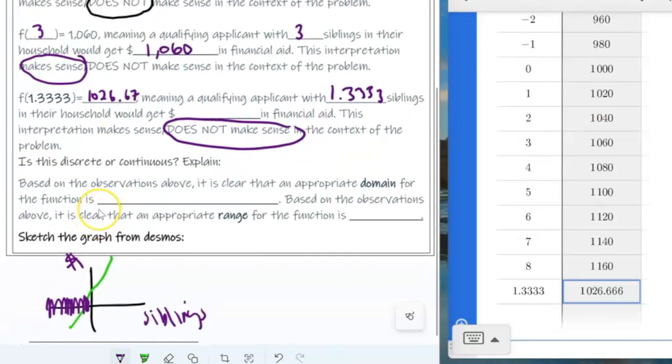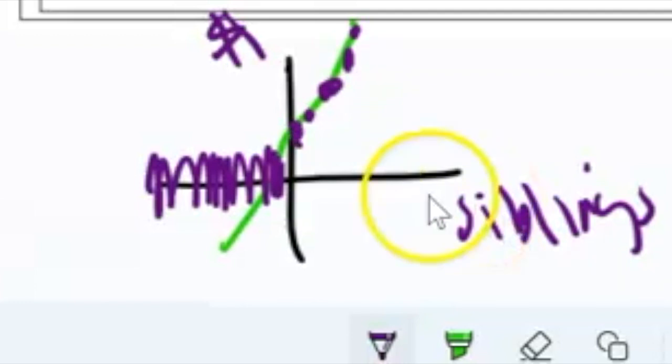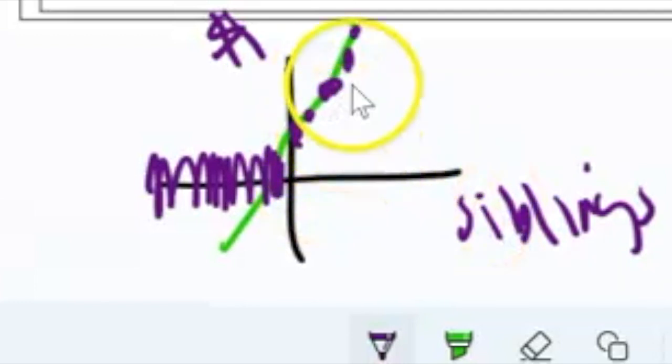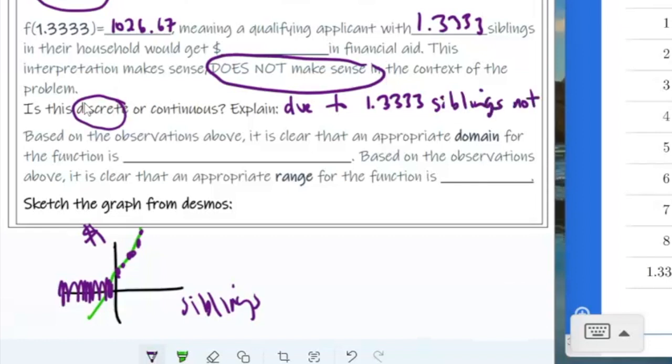So what that is saying, because this cannot have any decimals, this cannot be continuous. It has to be discrete. So it has to be a discrete graph because I can't have the things in between. That's what it's saying. Oh, here's the question. Is it discrete or continuous? Explain. It is discrete, all right, due to 1.3333 siblings not being possible.